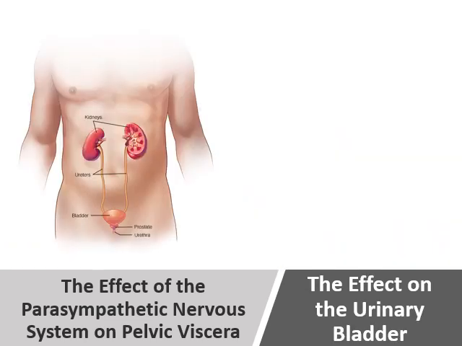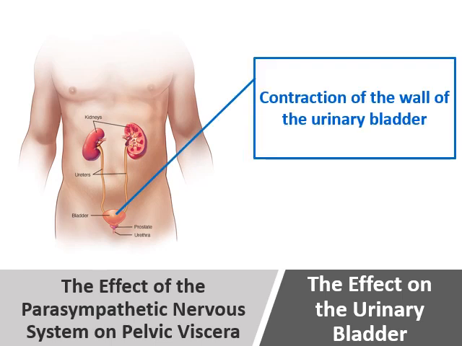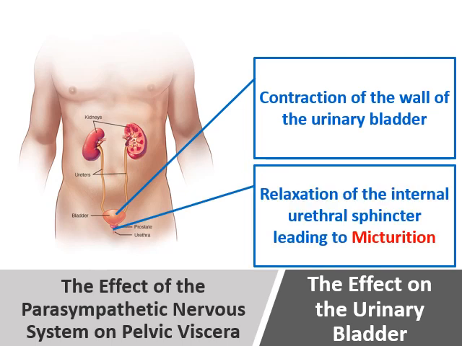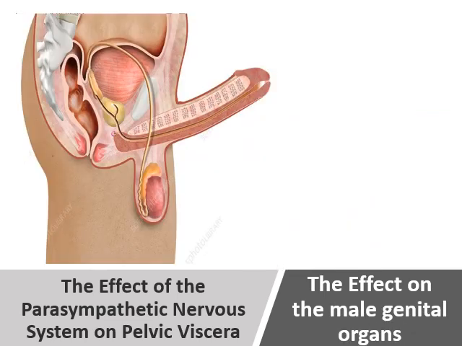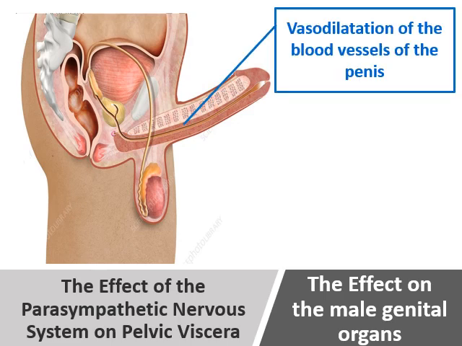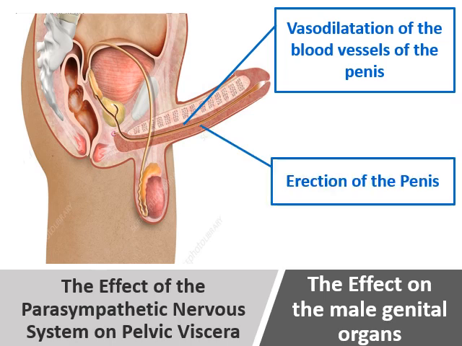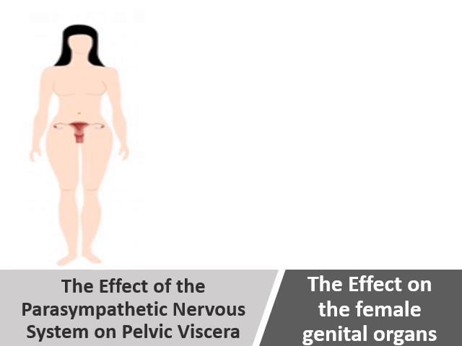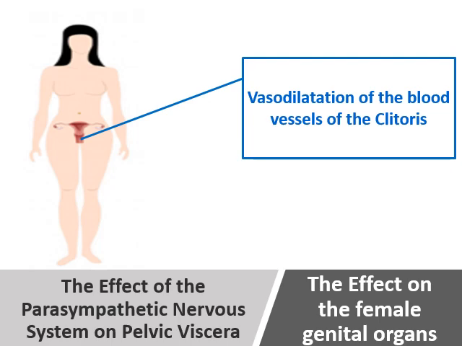At the level of the urinary bladder, the parasympathetic stimulation leads to contraction of the wall of the urinary bladder and relaxation of the internal urethral sphincter, leading to micturition. At the level of the male genital organs, the parasympathetic stimulation produces vasodilatation of the blood vessels of the penis, thus leading to erection of the penis. At the level of the female genital organs, parasympathetic stimulation produces vasodilatation of the blood vessels of the clitoris.